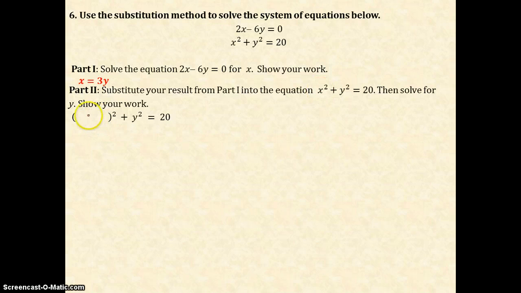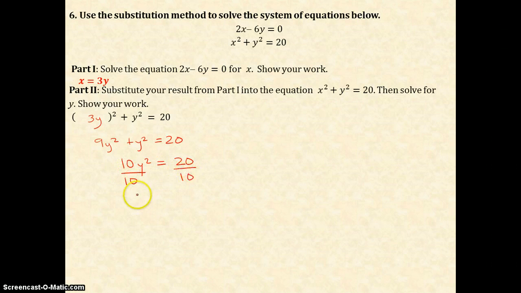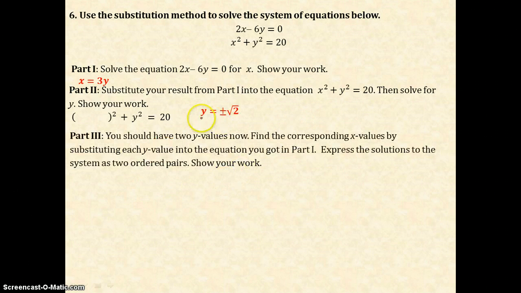So instead of x squared, it's 3y quantity squared. 3y times 3y is 9y squared. Plus y squared equals 20. 9y squared plus y squared is 10y squared equals 20. Divide both sides by 10, and we get y squared equals 2. Square root of each side, plus or minus, and we get y equals plus or minus square root of 2. So those are our two y values. So all we got to do is plug those back in to figure out our x values.